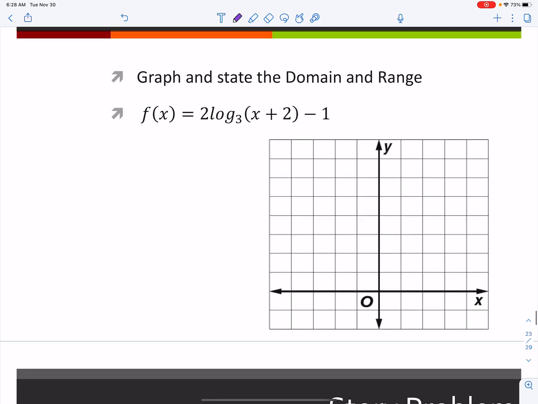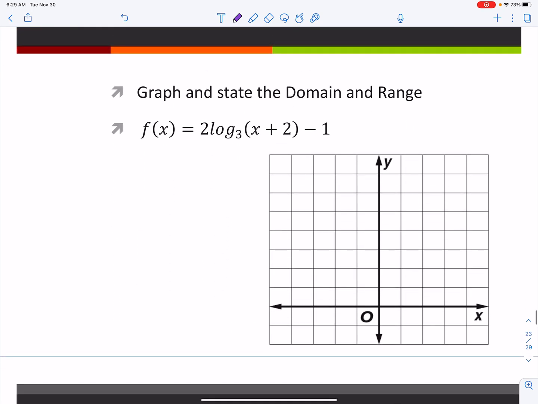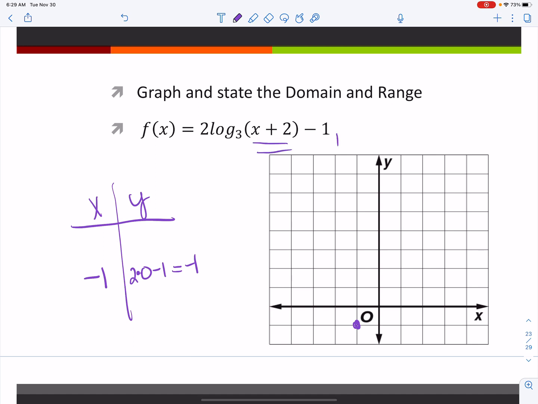Okay? All right, so on this one, it wants you to state the domain and range and graph, so you need 3 points. I would always start by finding what makes the inside 1, because if you find what makes the inside 1, that becomes the log base 3 of 1, which is 0. So 2 times 0 minus 1 is going to be a negative 1. So you have a point at negative 1, negative 1. This has an asymptote at negative 2. That might be good to put in there.